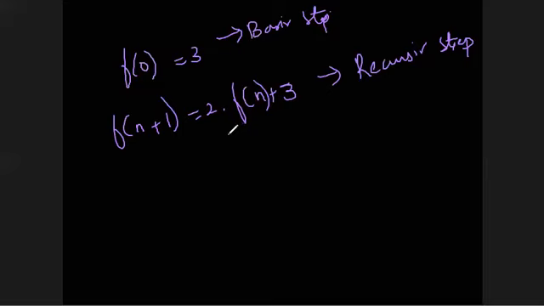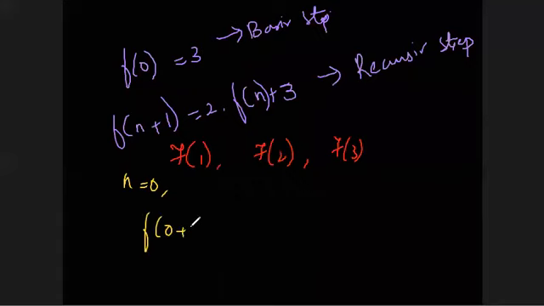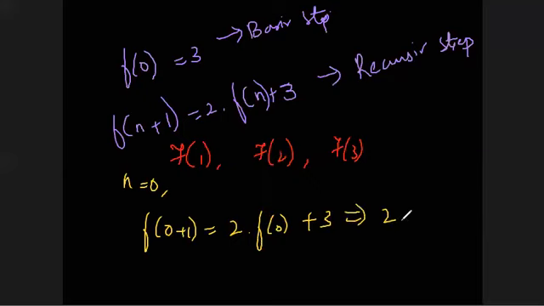So f(n+1) = 2f(n) + 3. If we want to find f(1), f(2) and f(3), we have to substitute n = 0 here. So let's solve the problem. With n = 0, we get f(0+1) = 2f(0) + 3. Since f(0) is defined as 3, this gives 2 times 3 plus 3, so 6 plus 3. f(1) is 9.